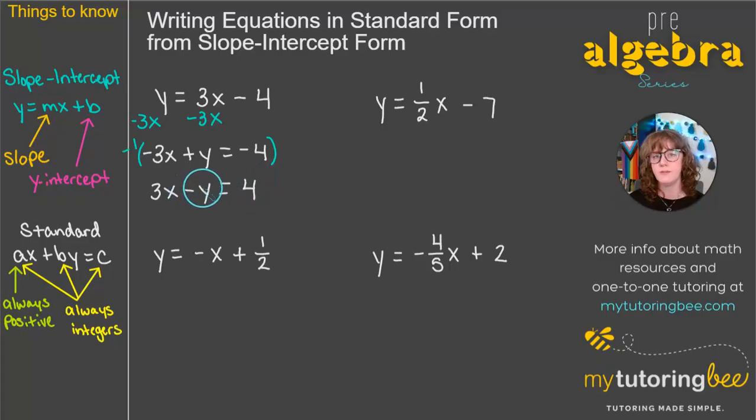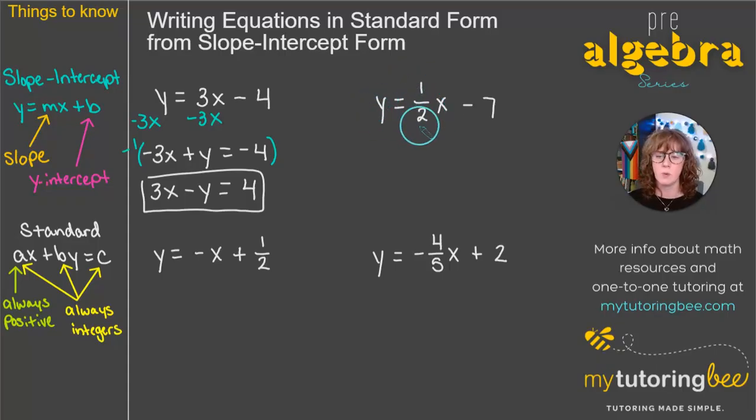Now this being a negative here, that's okay. As long as our leading term is positive, then that's what we want. And we do have integers for all of these other coefficients and our constant at the end there. So that is our converted equation from slope-intercept form into standard form. Let's take a look at another one.